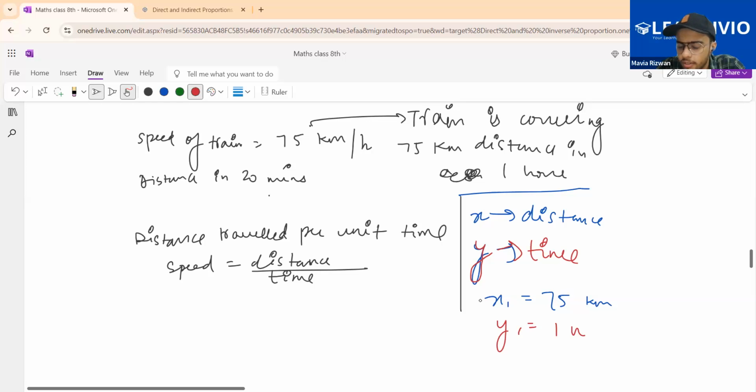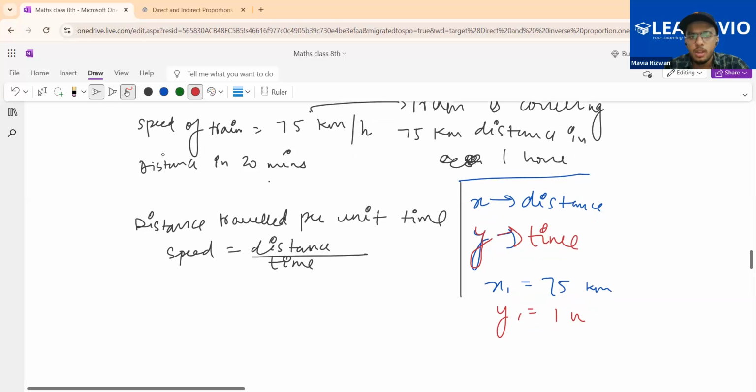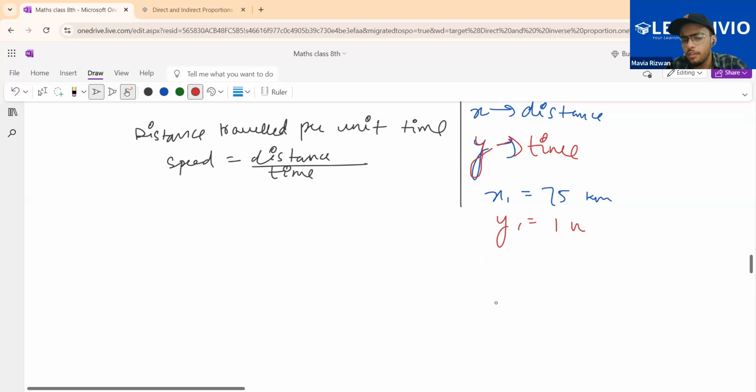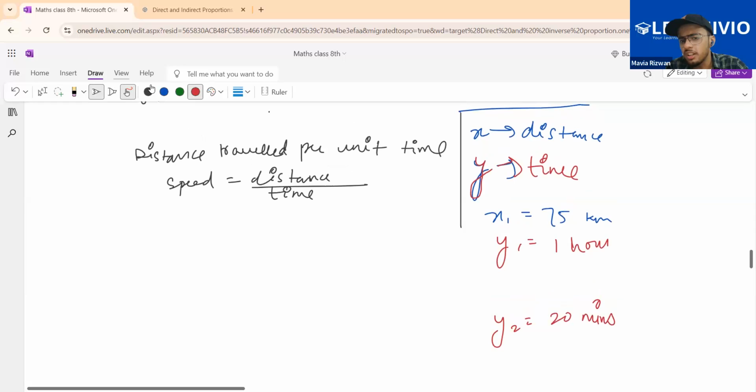Okay. So this means that train is covering 75 kilometers of distance in 1 hour. So I took x1 as 75 kilometers, y1 as 1 hour. Now it is saying that how much distance will it cover in 20 minutes. Okay, so we are given another time. So of course, if we are given another time, we'll name it as y2 because y is the quantity for time. So that was 20 minutes. So 1 hour. This was 20 minutes. So they are asking the distance covered in that.